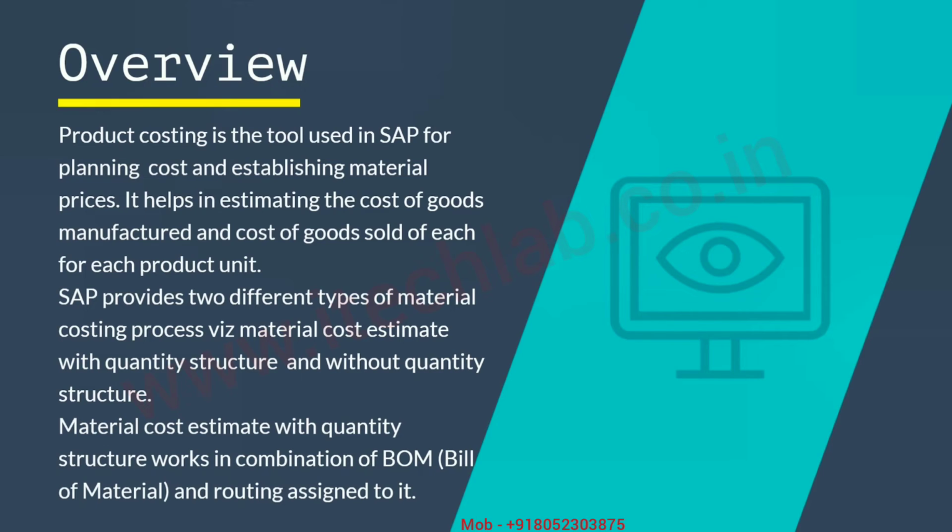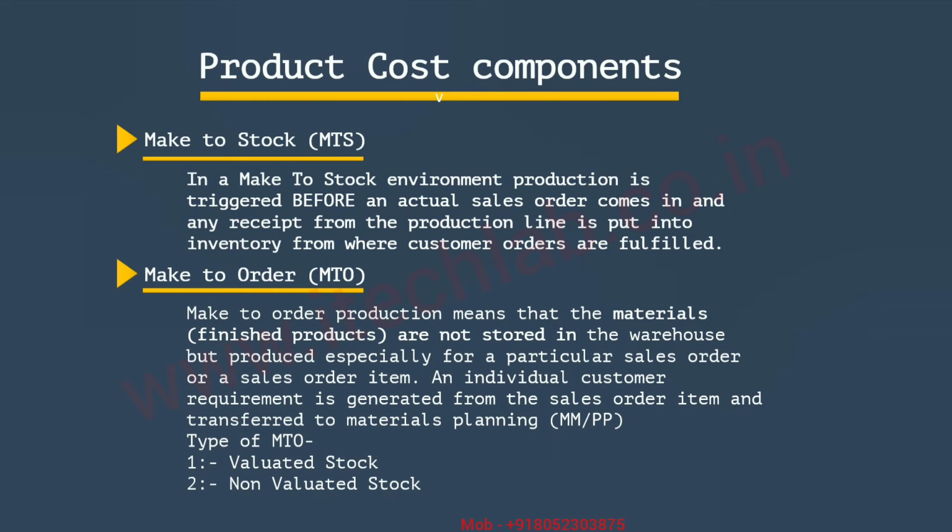So we need SAP product costing, and it is majorly linked with other modules also. Modules like material management for our material records and goods movement, then production planning, PP, and SD, sales and distribution. If you come to product cost components, there are mainly two that are used highly in all the industries, that is make to stock and make to order.